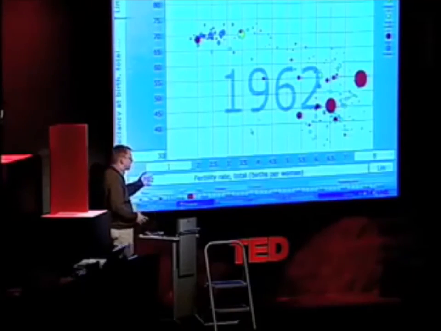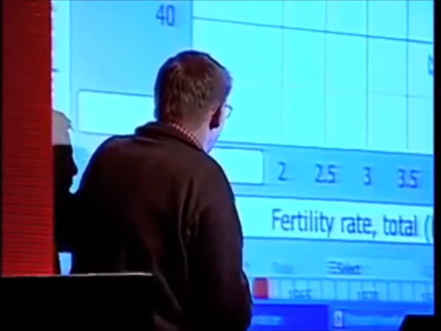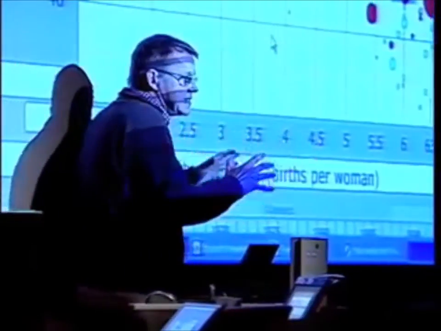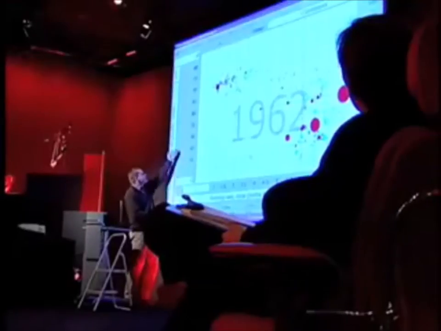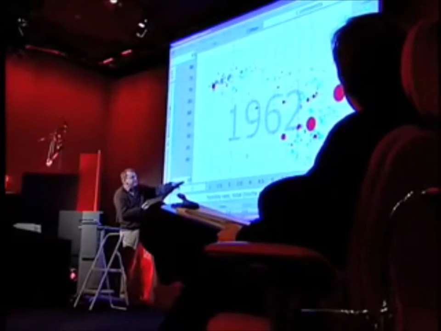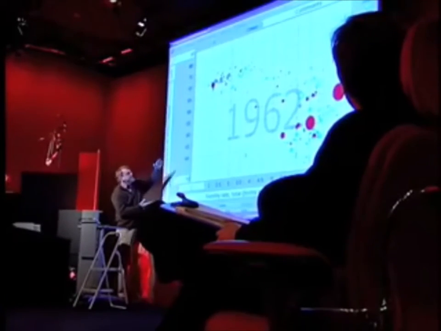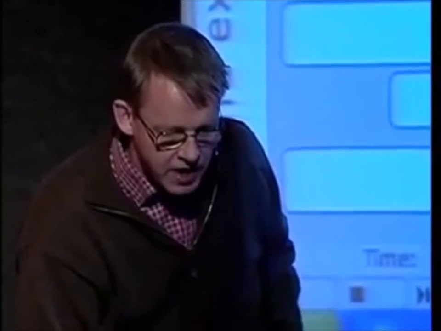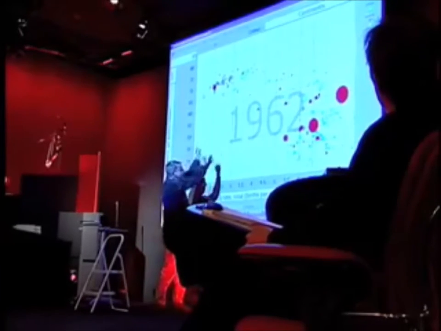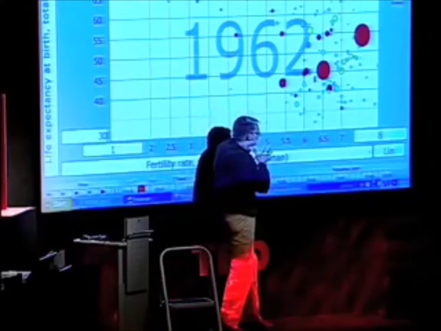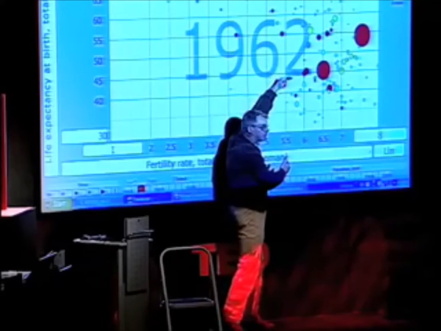I put fertility rate here, number of children per woman, 1, 2, 3, 4, up to about 8 children per woman. We have very good data since 1962, 1960 about, on the size of families in all countries. The error margin is narrow. Here I put life expectancy at birth, from 30 years in some countries up to about 70 years. And in 1962, there was really a group of countries here that was industrialized countries, and they had small families and long lives. And these were the developing countries. They had large families and they had relatively short lives.